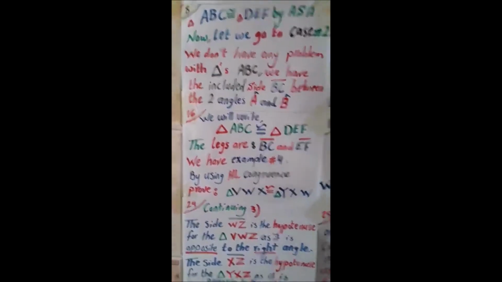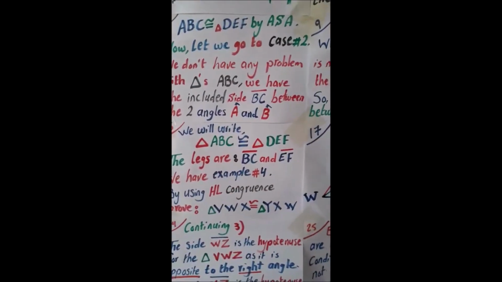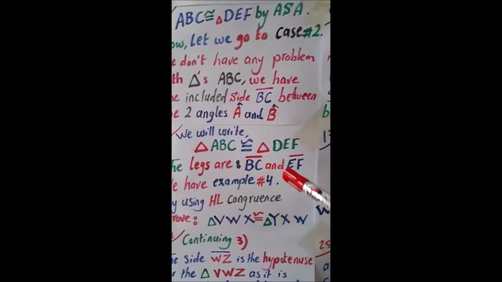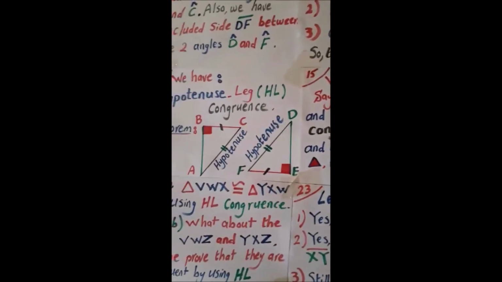Let me move here, guys. We will write that these two triangles ABC and DEF are congruent, and the legs are BC and EF. As you see, BC and EF are the legs, and they are congruent.